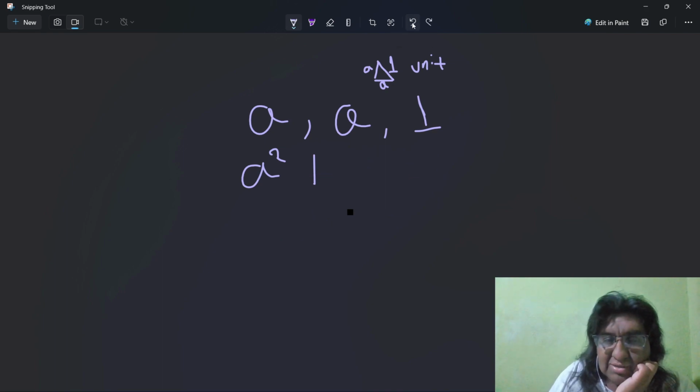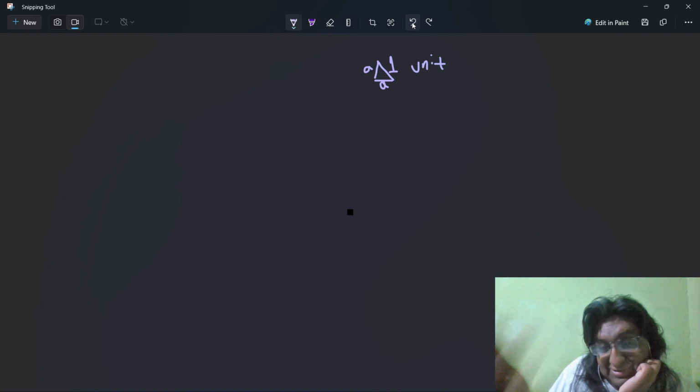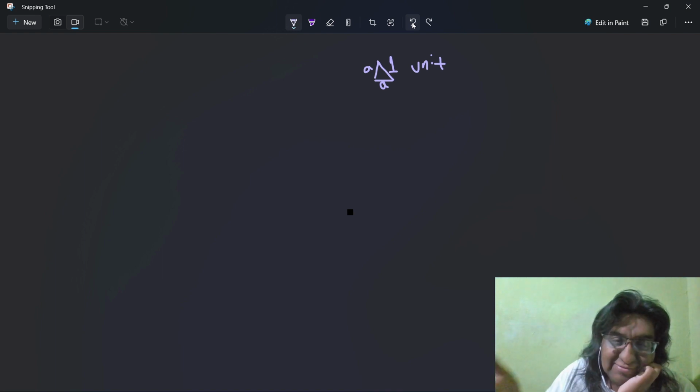Because I don't have too much space, sorry, in this setup. As you see, I'm using my hand. Hopefully in the future I will be able to buy some fancy tools.